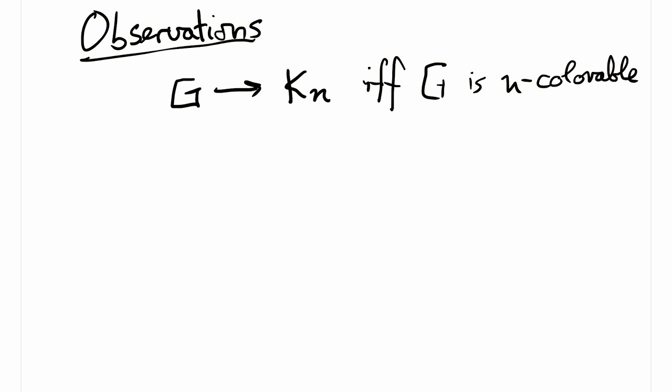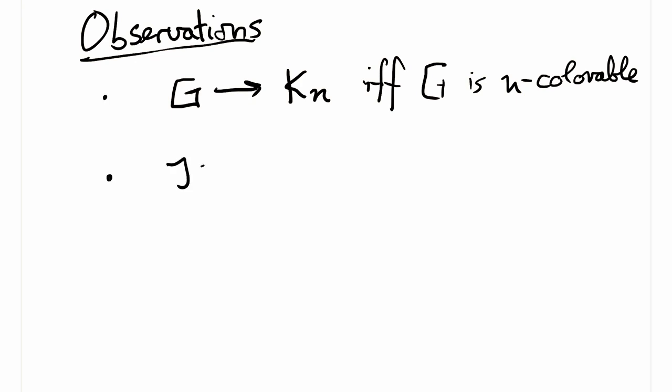Why? Because the n vertices of K_n serve as colors. And then the problem that you've seen in the beginning, 3-colorability, corresponds precisely to a homomorphism from G to K_3. And analogously for any n. Alright, this is my first observation.